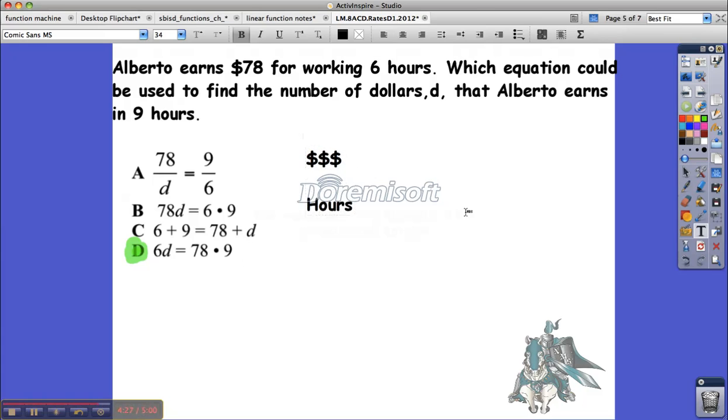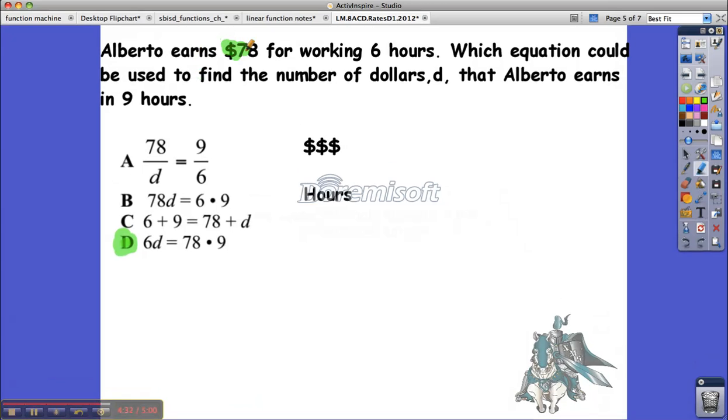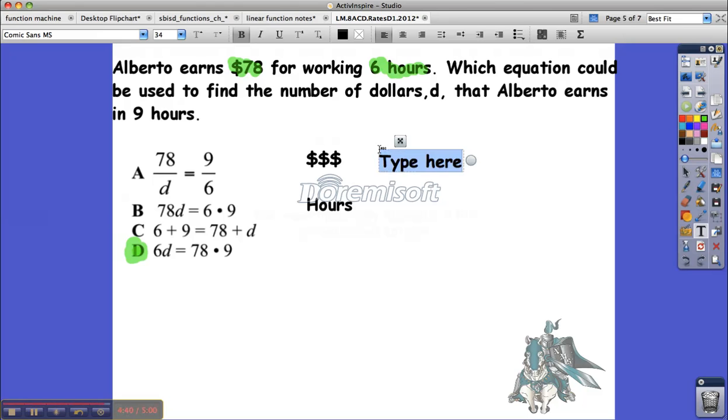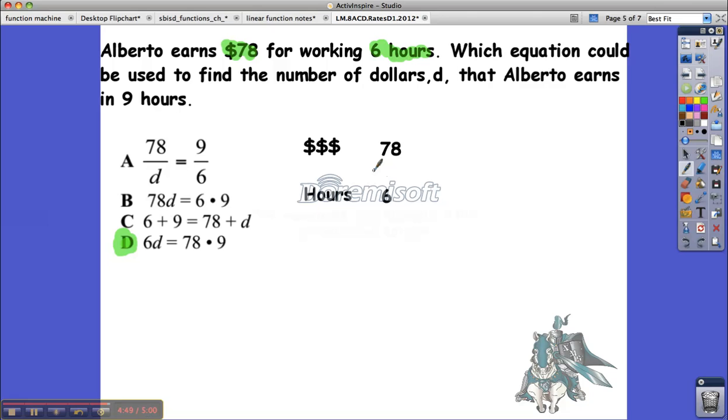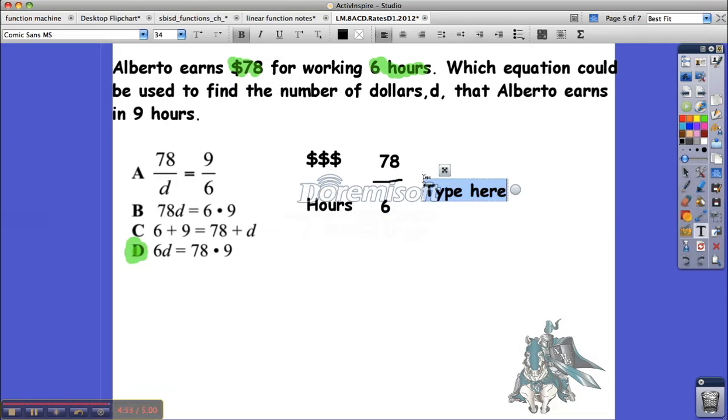For the first part, it says Alberto earns $78, that's my monies, for working 6 hours. That's the number of hours I worked. So we're going to set up that first part of our proportion by putting $78, the money, over 6 hours. I've got my first part of my proportion set up. Now I need to set up the second part of my proportion, because in order for it to be a proportion, it has to be 2 equivalent ratios. And you're going to have to go to the next video to get the rest.